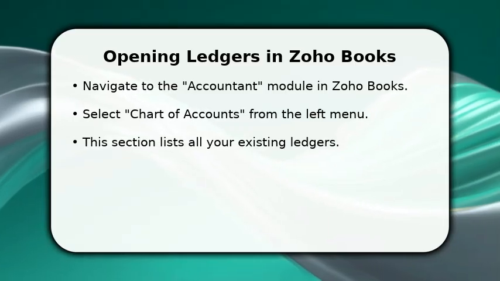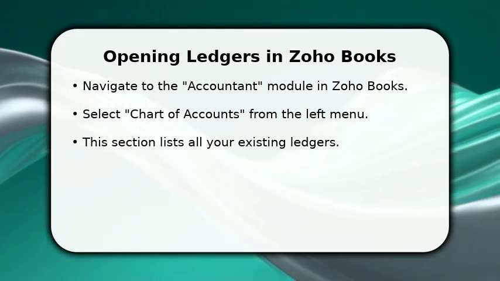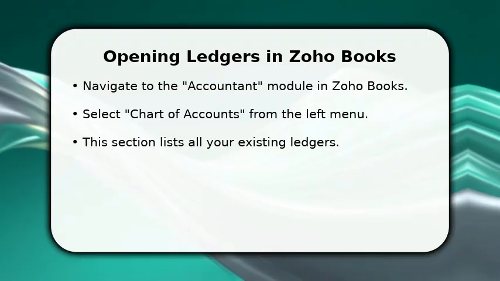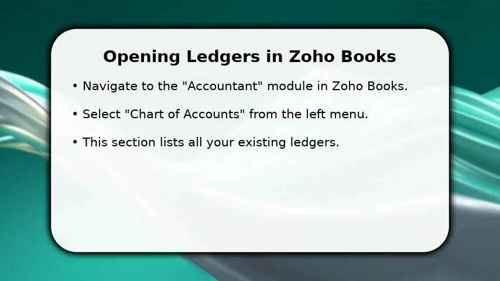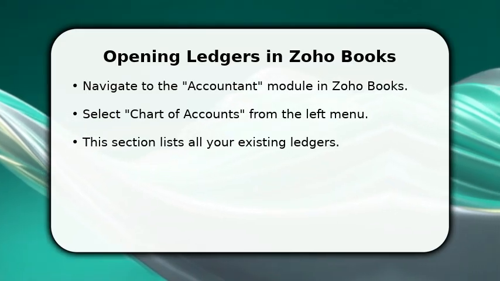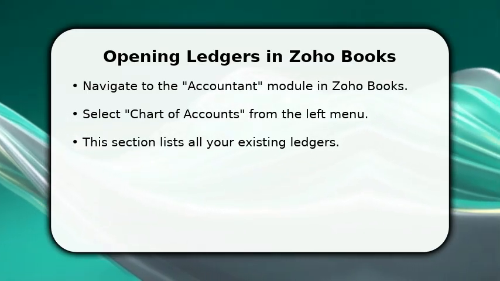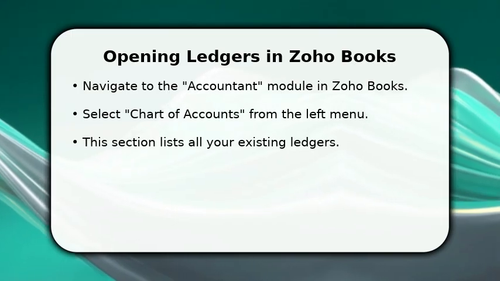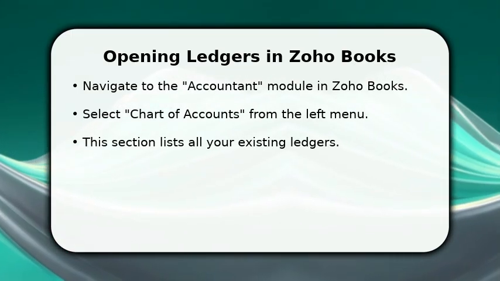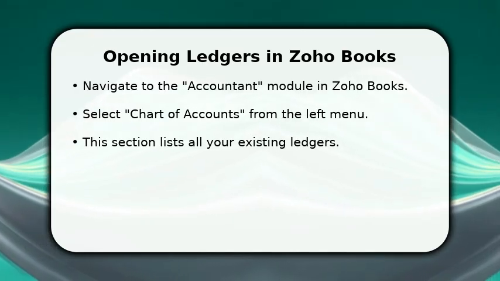In this video, I will explain how to open a ledger in Zoho Books. First, log into your Zoho Books account. Then, locate the Accountant module on the left sidebar. Click on it to expand the options. From there, select Chart of Accounts. This is where you manage all your financial accounts or ledgers within the system. It's a straightforward process to get started.